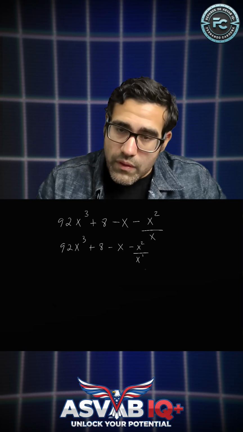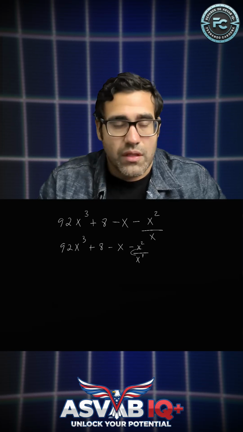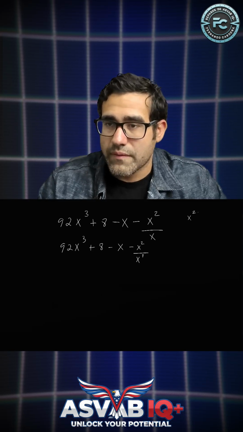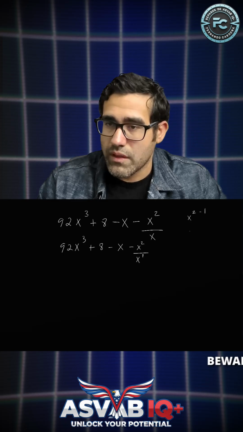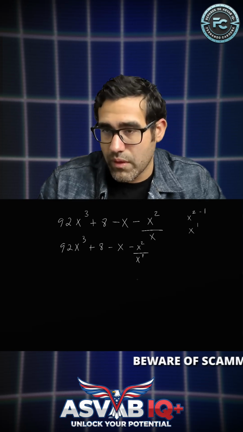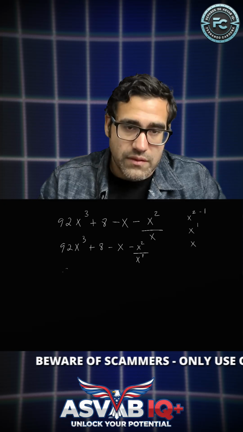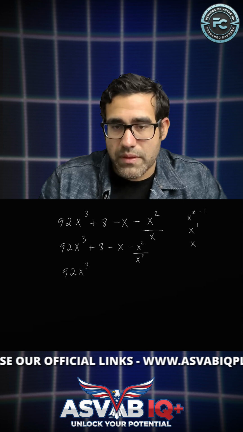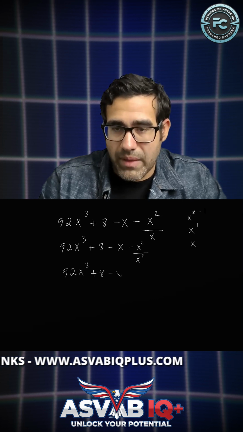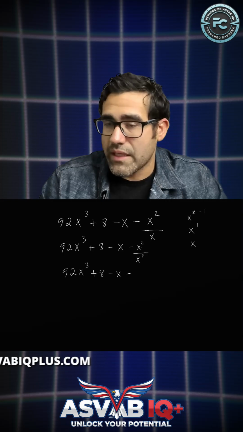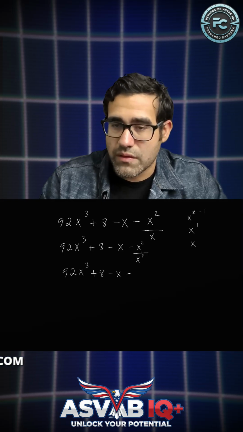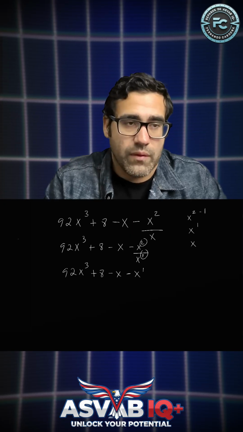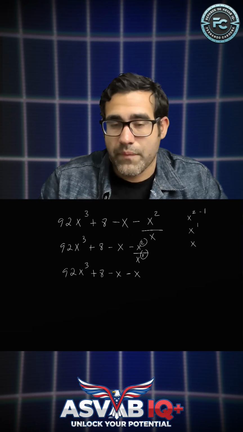Okay, now we know that when we divide letters, this is a division. When we divide letters, exponents are subtracted. So you would end up doing this. 2 minus 1 is x^1, which is also x by itself. So 92x^3 plus 8 minus x minus, because you're dividing, when you divide letters, exponents are subtracted. 2 minus 1 is going to give you x^1, but in math, we don't write it. We can omit the 1 there.